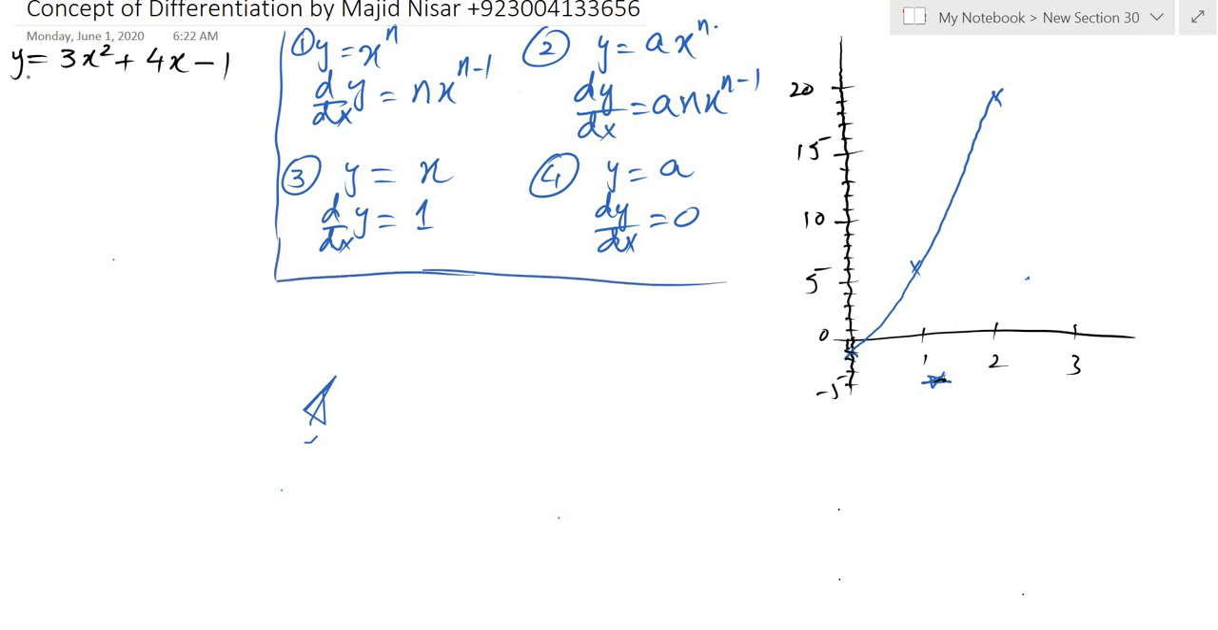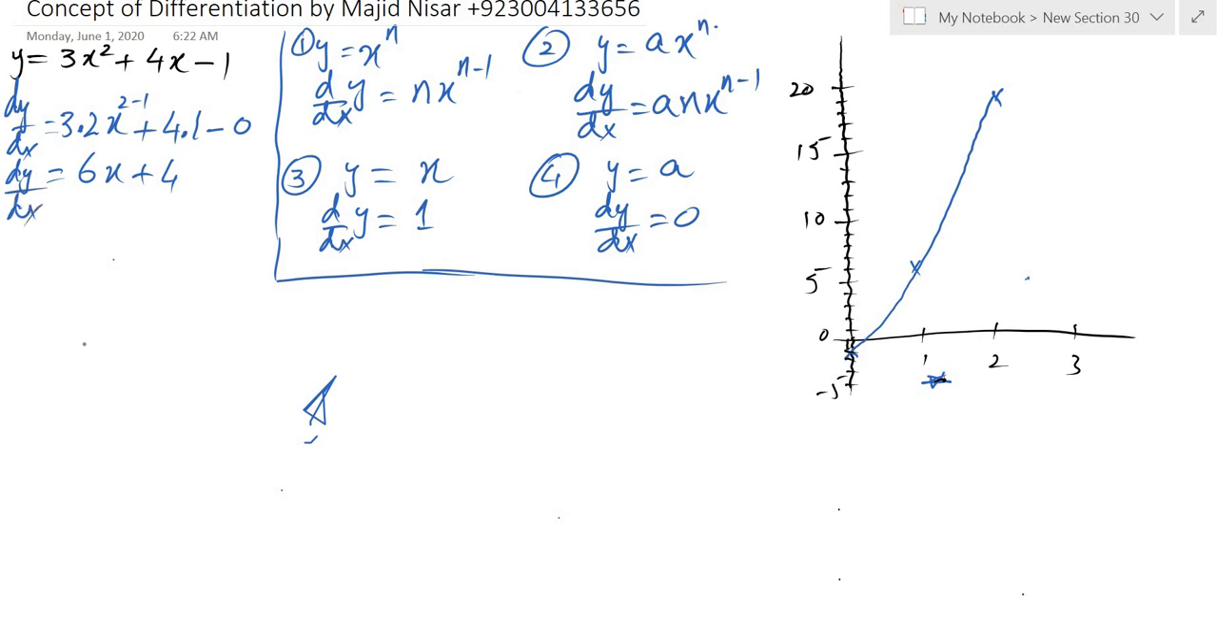So now we have to differentiate this equation. What will be dy over dx? This is just like the second form, a x to the n, meaning 3x squared. 2 will come in the start, 3 times 2, and we subtract 1 from the power, 2 minus 1. Now 4 is a constant, it will remain the same, and the derivative of x is 1, so it will be 4 times 1, and the derivative of the constant is 0. So 3 times 2 is 6, 6x plus 4. This is the answer, the derivative of this equation.